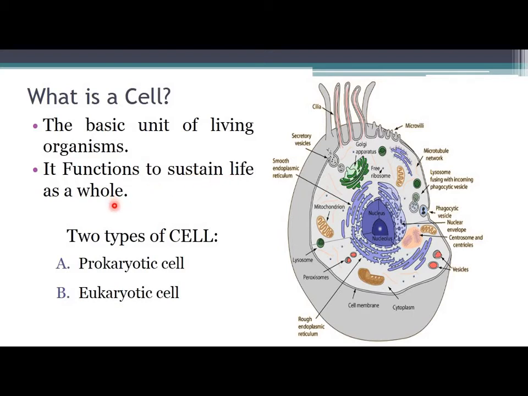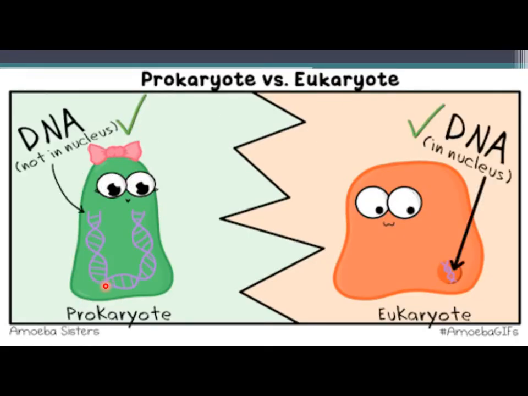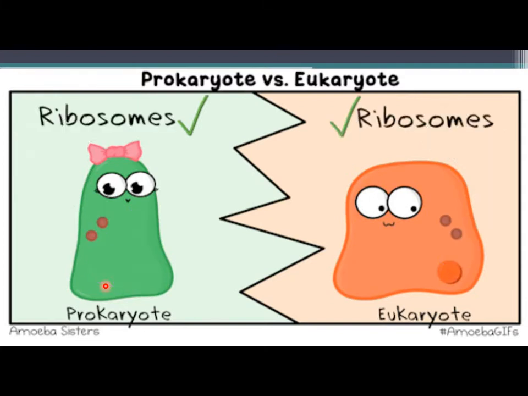Now there are two types of cells. We have eukaryotic and prokaryotic cells. So prokaryotic cells are usually singletons, while eukaryotic cell naman are usually found in a multicellular organism.